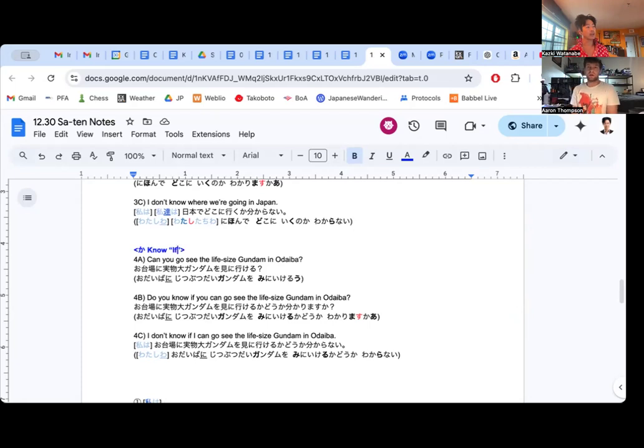わかりました。Okay. Do you know if you can go see the life-size Gundam in Odaiba? お台場に実物大ガンダムを見に行けるかわかる？ いや、見に行けるかわかる or 見に行けるかどうかわかる？ Yeah, I was trying to pay attention about the whether or not I added that.